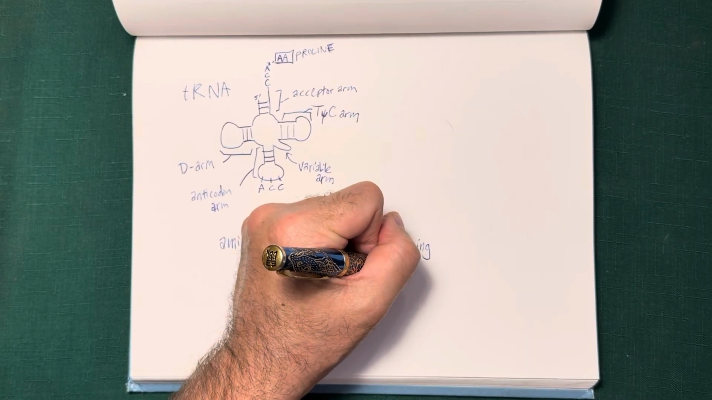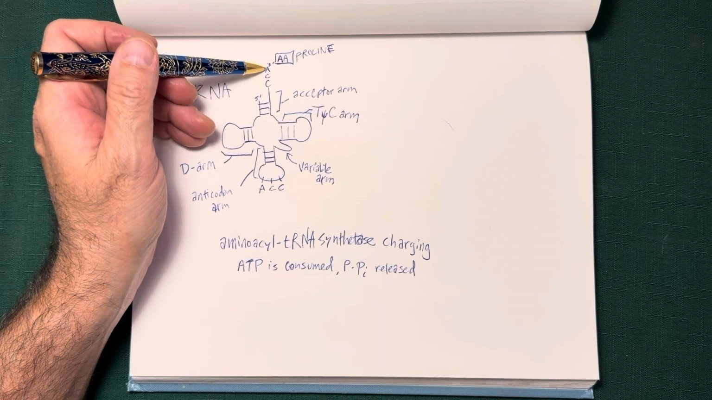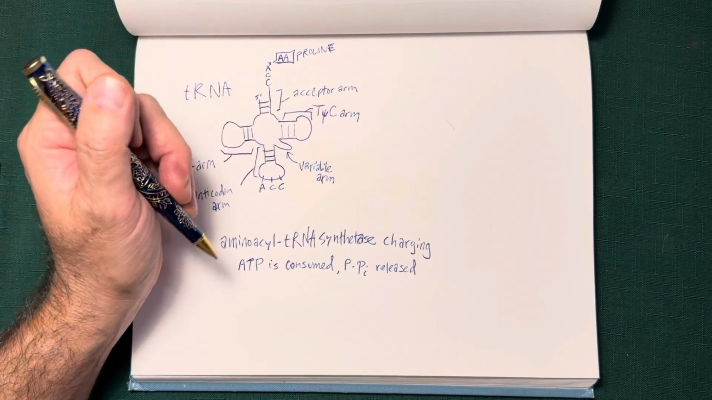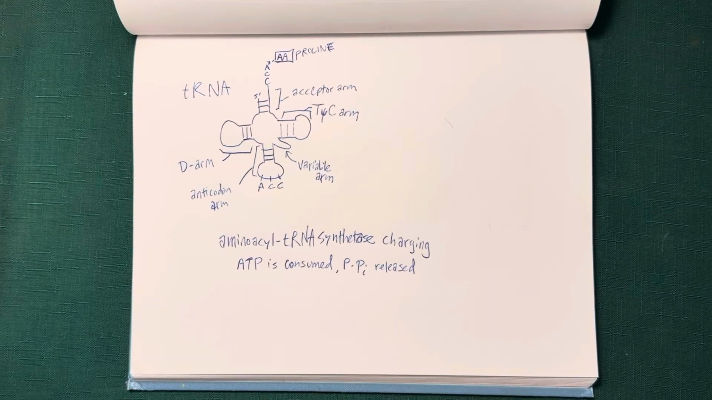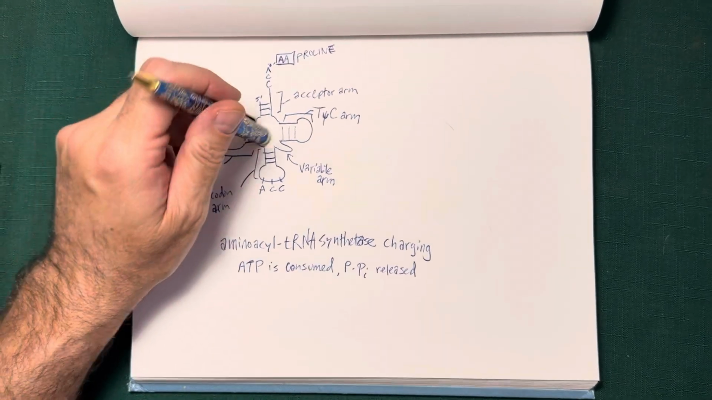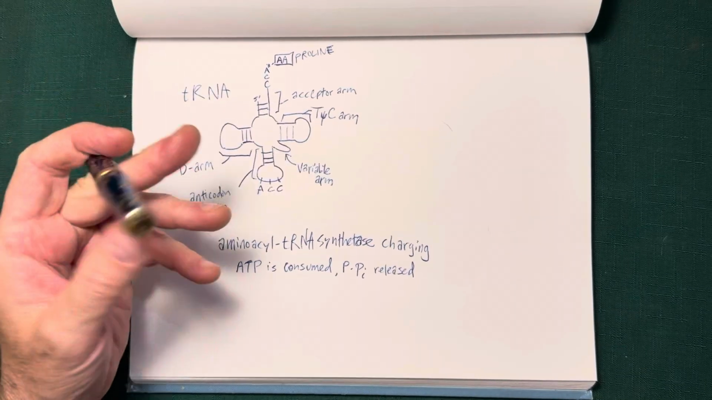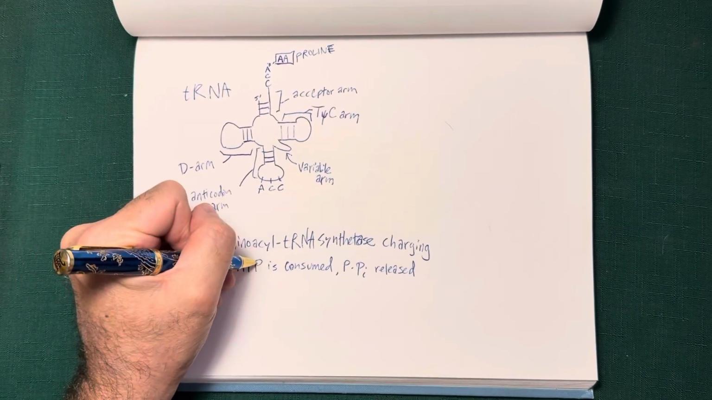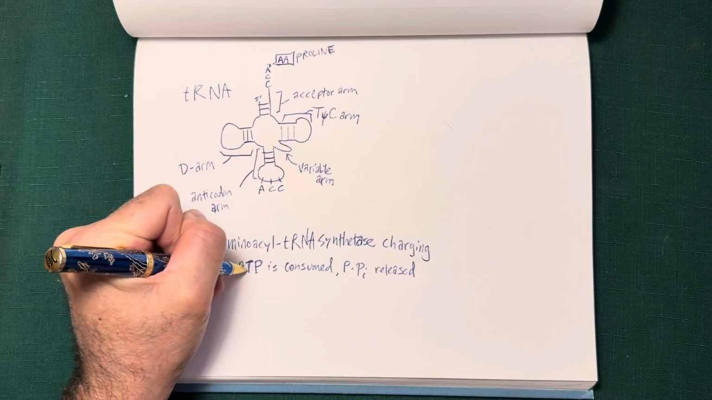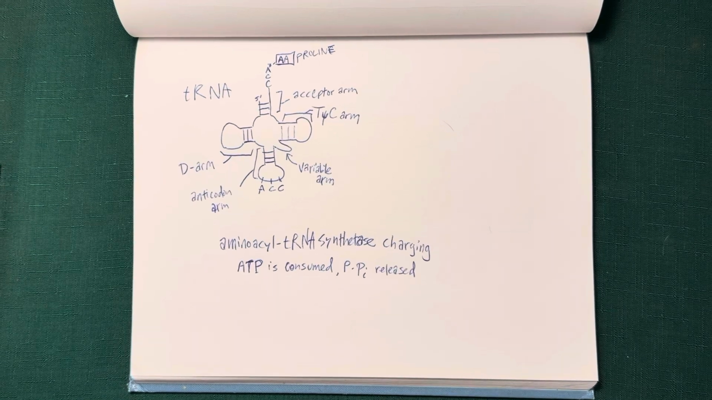So that means we're going to have a very high energy bond between that adenine at the end there and that amino acid. And the significance of that is that that's going to provide the energy to form the peptide bond once this transfer RNA gets into the ribosome. So it's kind of giving it a source of energy that's going to be spent on forming that peptide bond during the actual translation.